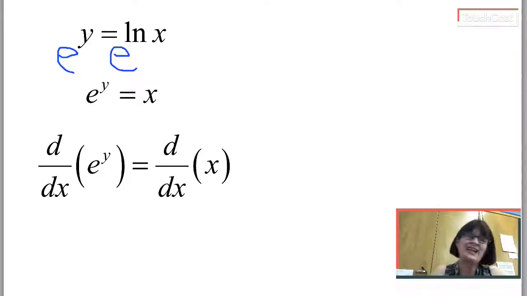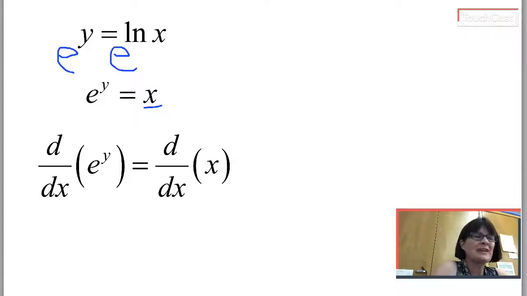e and natural log are inverse operations. They undo each other. So e to the natural log of x simplifies to x. So I have a new equation that relates x and y. It's equivalent to the one I started with. And I can find the derivative. I can find dy/dx by using implicit differentiation here.